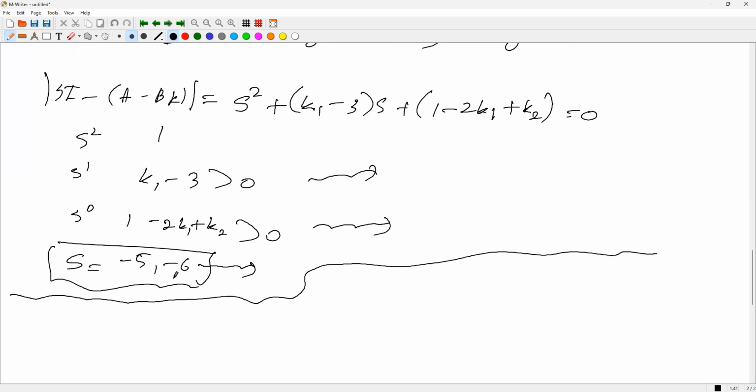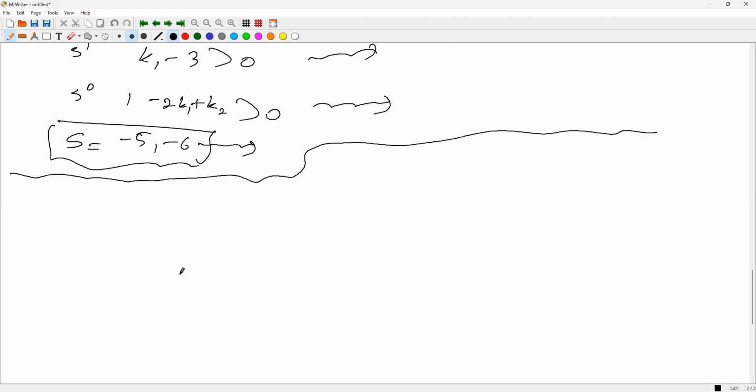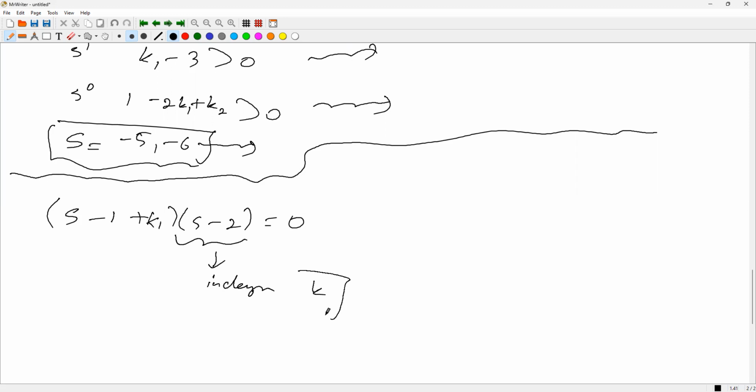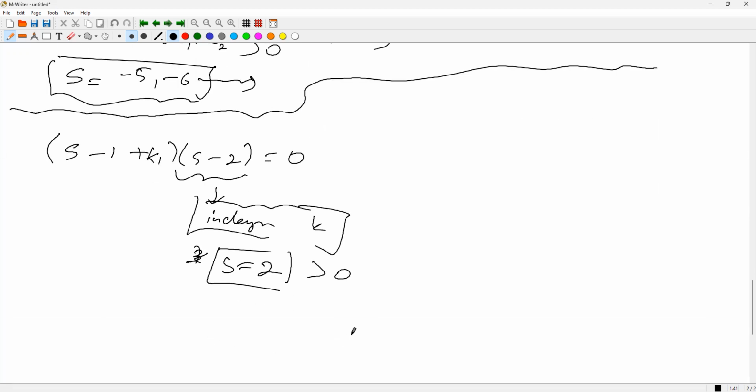Sometimes we can't do it. Sometimes there can be a solution like this characteristic equation: (s minus 1)(s minus 1 plus k)... times (s minus 2) equals 0. This eigenvalue is not dependent on k, it is independent of k. So we can't control that eigenvalue, that pole. We name it a pole. We can't control it. That part has root s equal to 2, which is a positive number greater than 0. A positive number means the system is unstable.